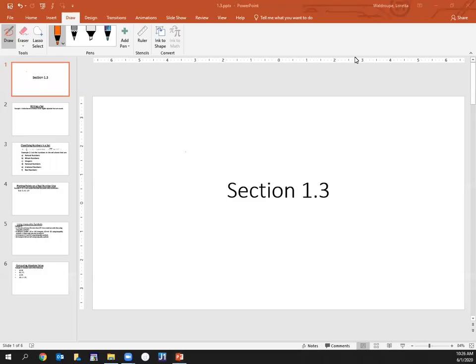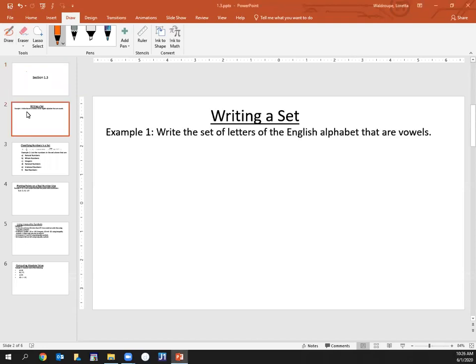This is the first lecture for section 1.3. The first thing we're going to look at in this section is how to write a set.